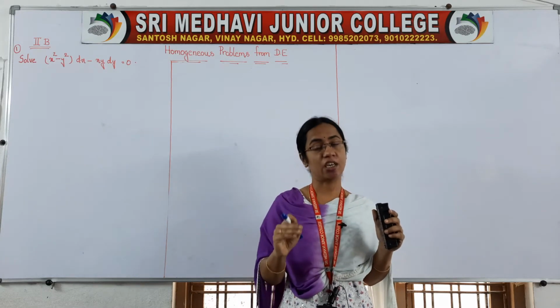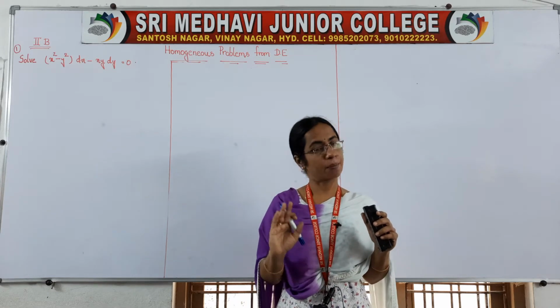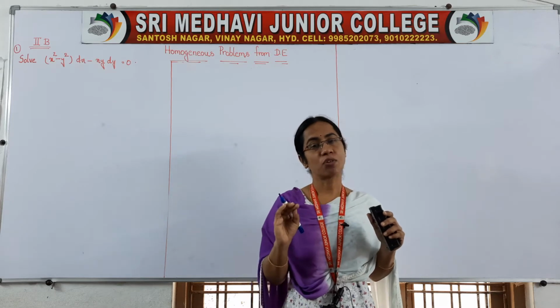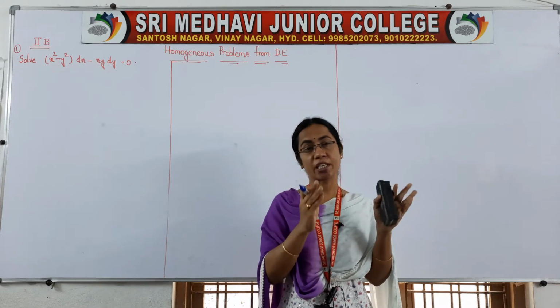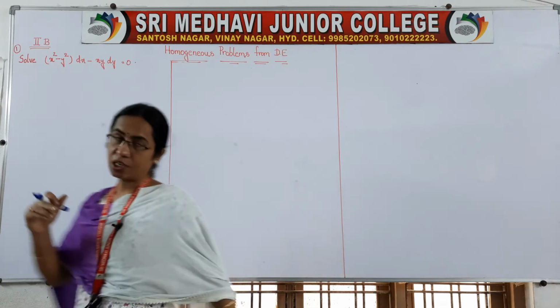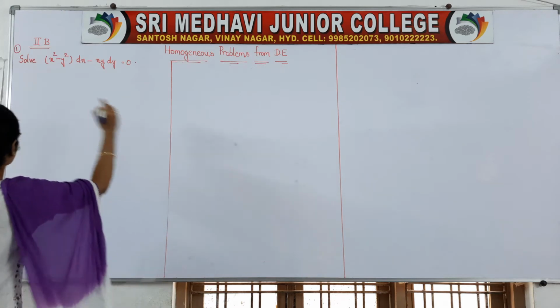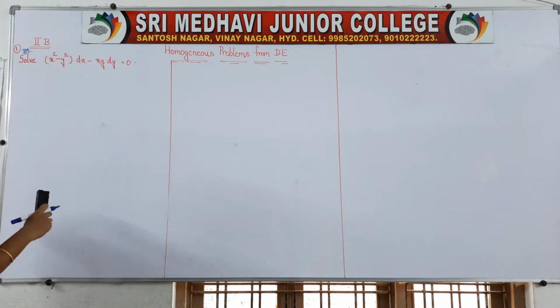You have to check whether the given function is homogeneous or not. Okay, for that, in place of f of x comma y you have to take f of kx comma ky. Okay, so come on, now come to this question. This is a 7 marks question. Okay, so solve this equation.